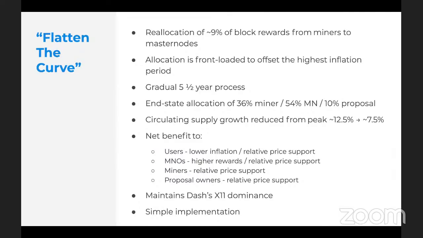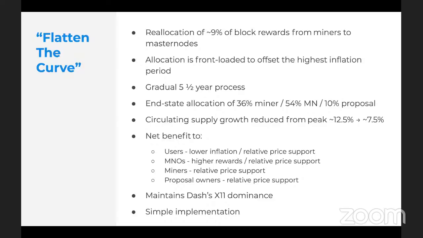This is a modest reallocation of about 9% of the block rewards from miners to masternodes. The allocation will be front loaded, meaning a lot of the reallocation will happen over the near term in order to offset what is the highest projected inflation period as best we can. This is also a very gradual process. It takes place over 5.5 years. We're not talking about shocking changes on an individual quarter basis. This is very subtle and very methodical and slow to occur.